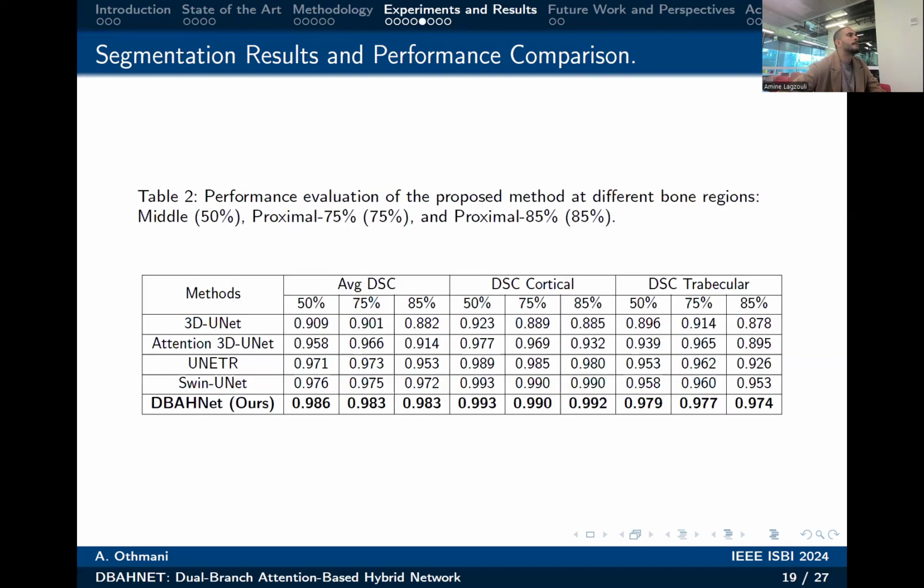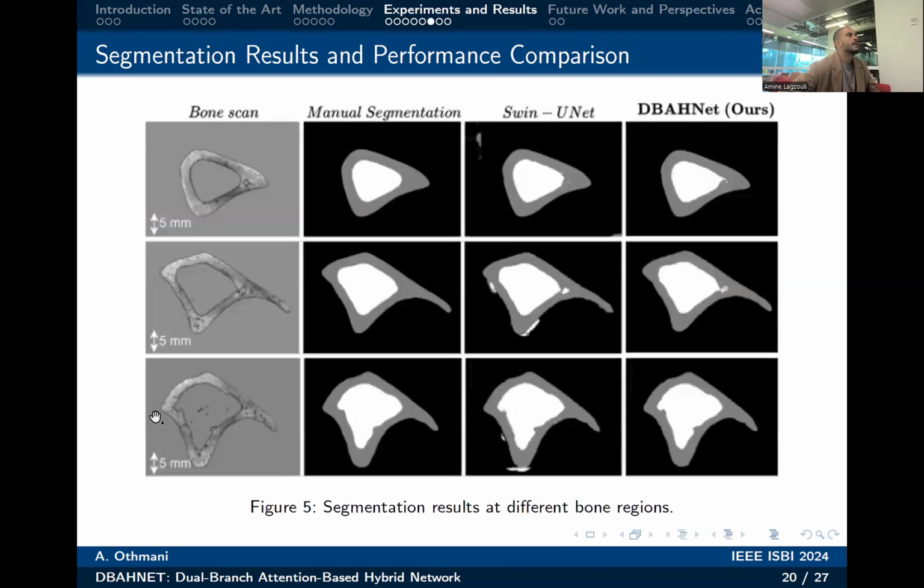We also did a more thorough and zoomed-in performance evaluation, where we compared our model's performance at multiple bone regions: the middle, proximal 75, and proximal 85, where again our model outperforms all the other models in all of these regions. We also show the segmentation results at multiple cross sections, showing the accurate segmentation of cortical bone, medullary area, and trabecular compartments.